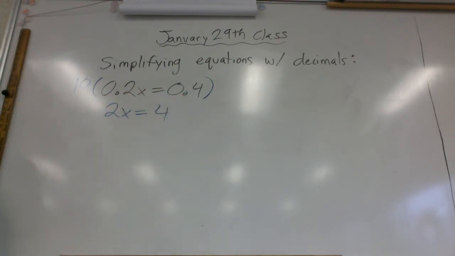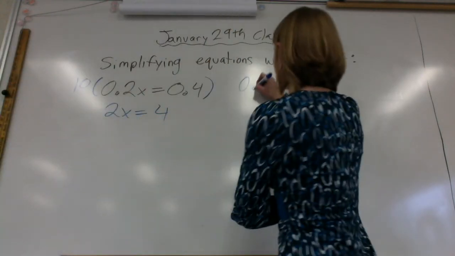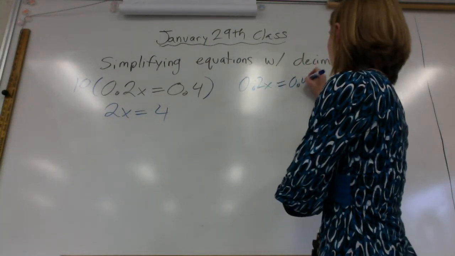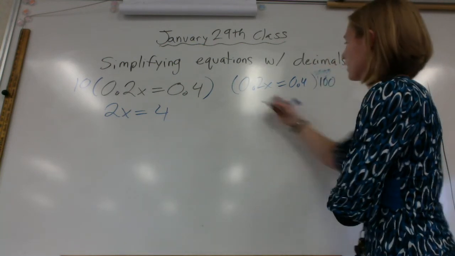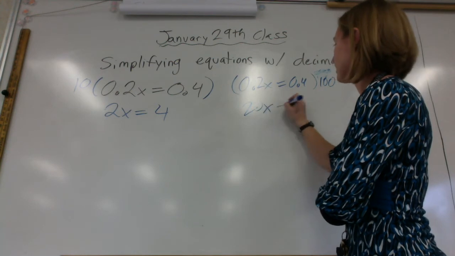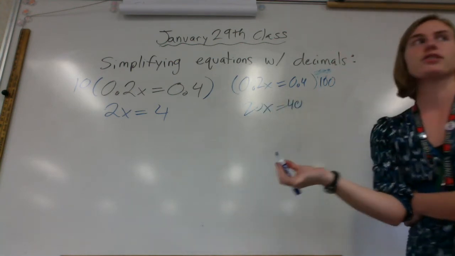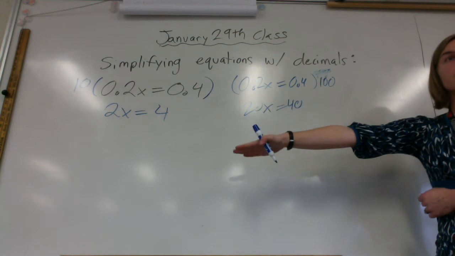Jack? You could have done 5. But yes, you can definitely do 5. I just feel like it might get a little bit messier, but you are absolutely welcome to do 5. You could do 100 if you wanted to. If you wanted to do 100, even, multiply everything by 100. Well, then, okay, we have 20x equals 40. It's going to be the same answer, just whatever you're comfortable with solving.